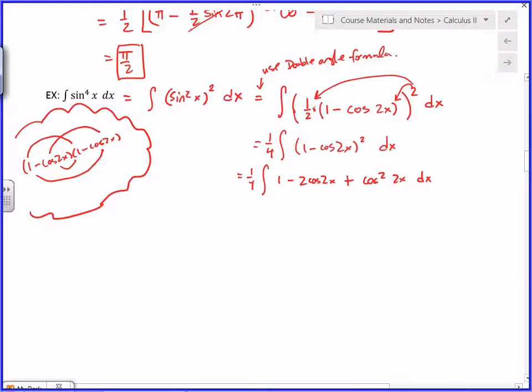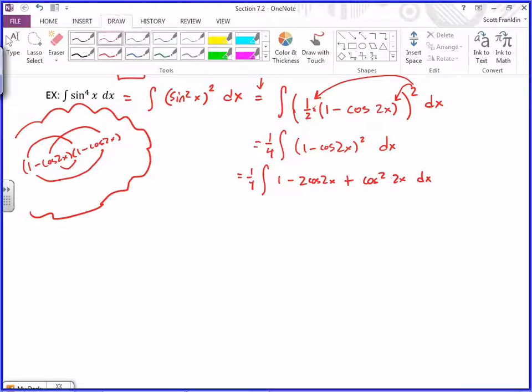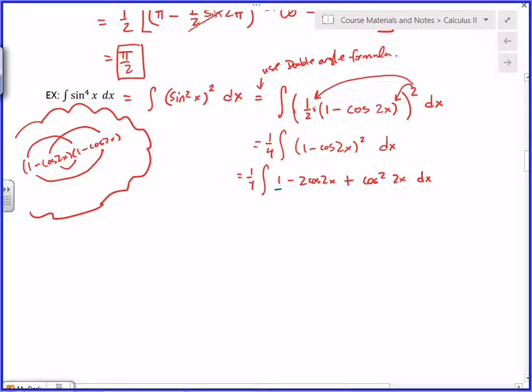Now the good news is, and I'm going to underline it in green, this 1 is easy to integrate, and this is easy to integrate by substitution. This one is a problem right here, because it's a square again. Anytime you've got a power of a trig function, you've got a mess. If you don't have a power of it, then you can just use substitution. So you just use your identity again. Now use that identity, double angle again, because it's an even power.